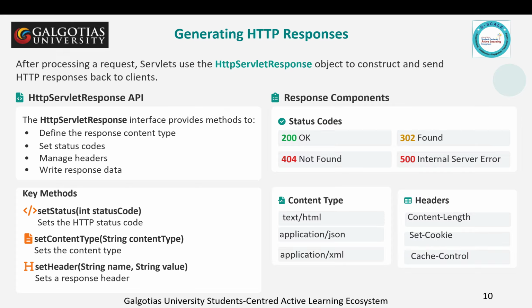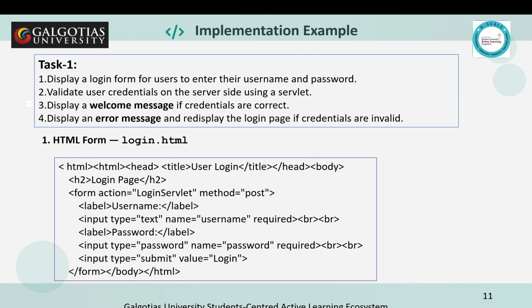An HTTP response consists of three main components: status codes like 200 OK, 404 not found, and 500 internal server error. Content types such as text/HTML or application/JSON, and headers like content length and set cookie.